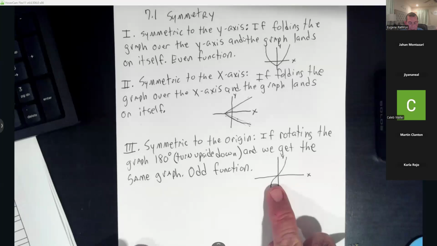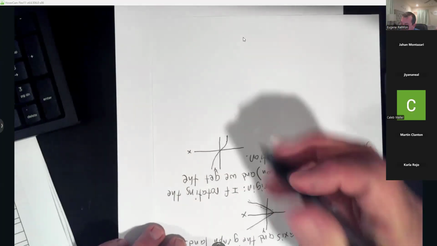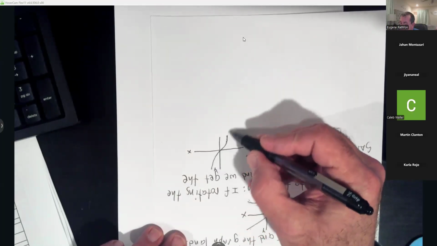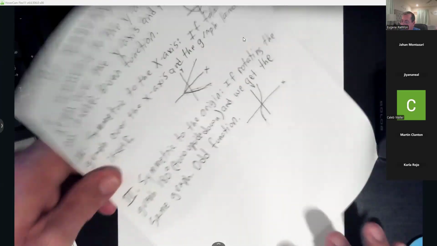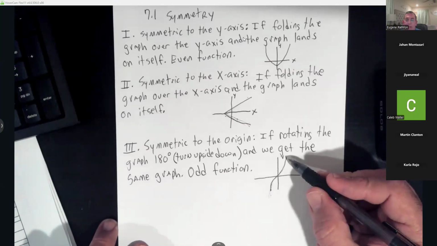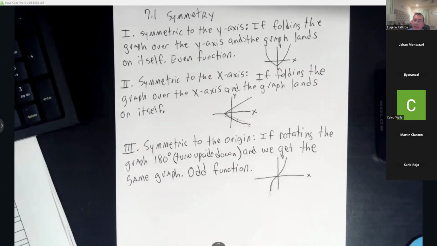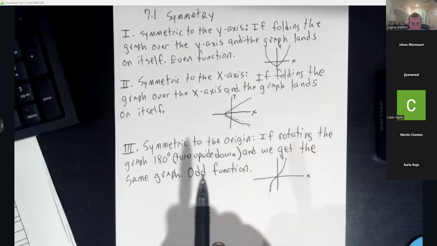But y'all watch this graph. If I took this and turned it 180 degrees, y'all look here, I still got the same graph. So that's what I mean by rotating it 180 degrees, okay? Those are examples of each of these three types of symmetry.